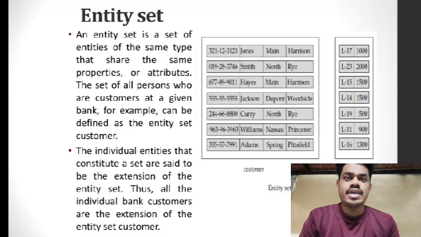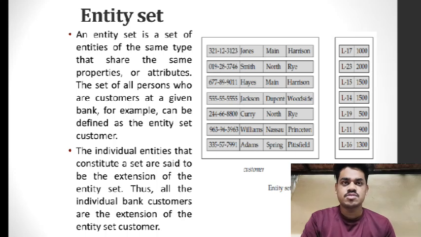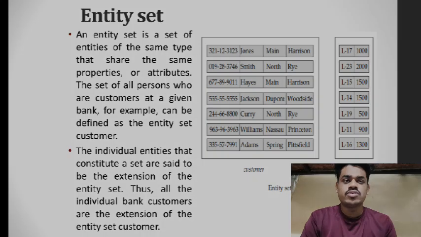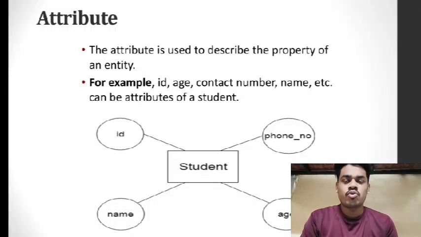Entity set. An entity set is a set of entities of the same type that share the same properties or attributes. The set of all persons who are customers at a given bank, for example, can be defined as the entity set customer. The individual entities that constitute a set are said to be the extension of the entity set. Thus, all the individual bank customers are the extension of the entity set customer. Attribute. The attribute is used to describe the property of an entity. For example, ID, age, contact number, name can be attributes of a student.